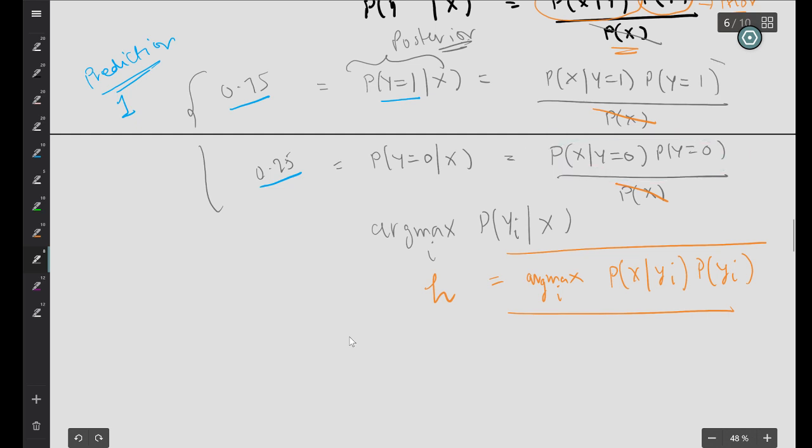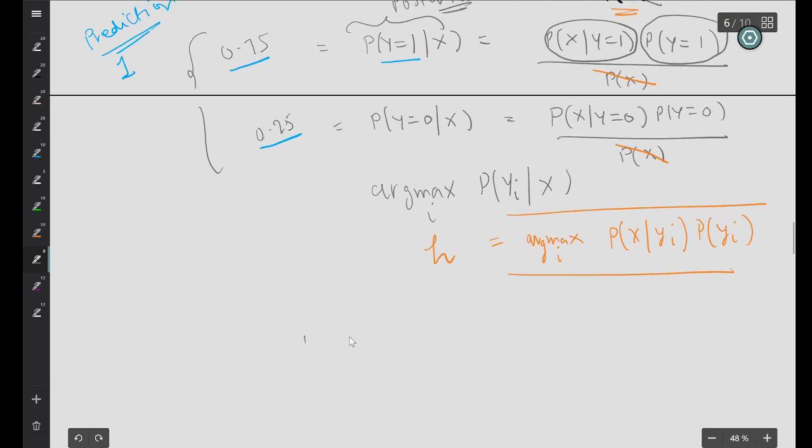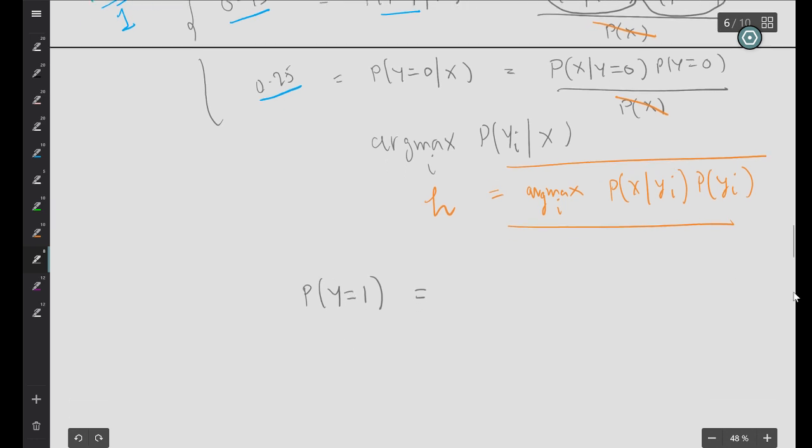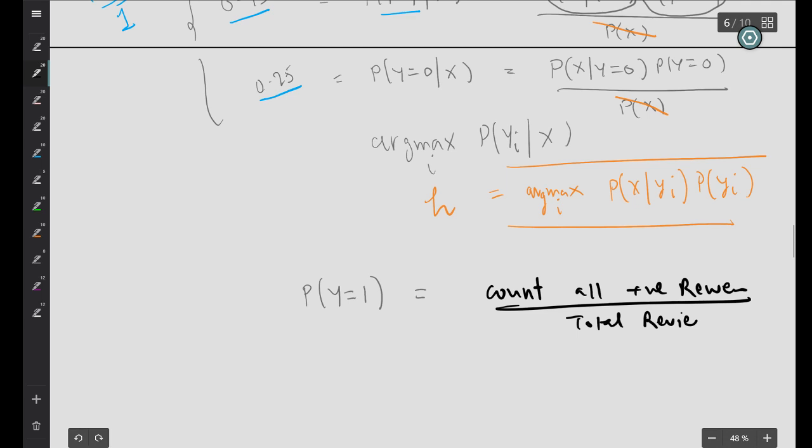The first value we want to compute is this value, and the second is this value. So p of y equals 1 is very easy. How can you compute it? What is the probability that a given review is positive? It is just the prior probability. In your training data, you can count all positive reviews divided by total reviews. This gives you what percentage of reviews are in general positive.